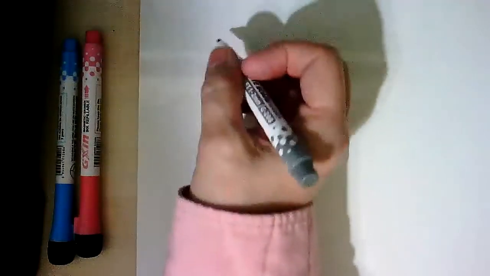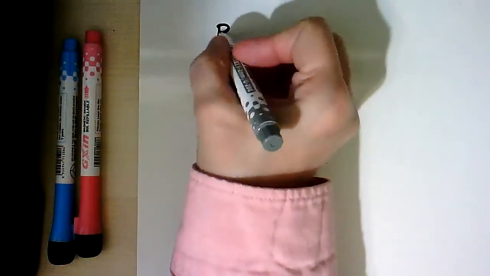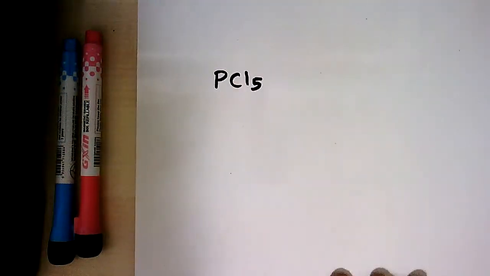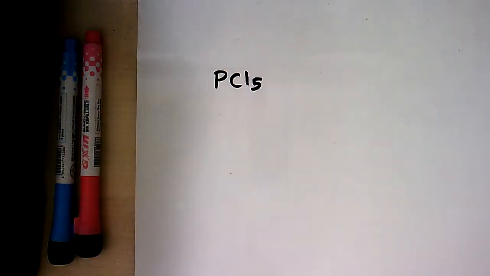Okay, let's consider another series. In this series, we're going to look at central atoms that are in the third row of the periodic table. So let's start with phosphorus pentachloride. Right away, you can tell that this violates the octet rule because it has 5 bonds around the central atom.